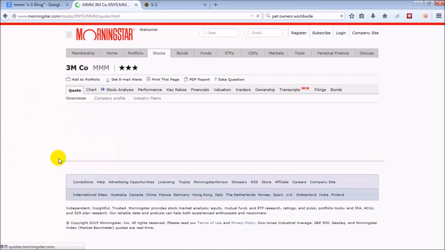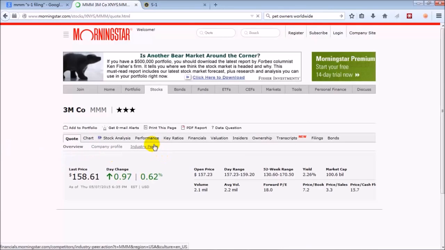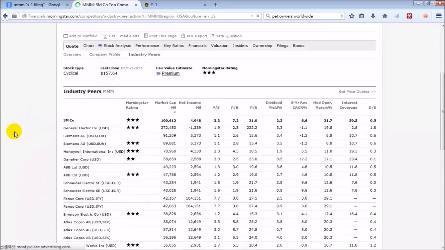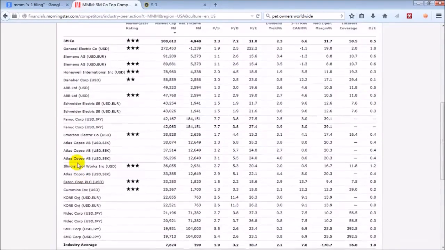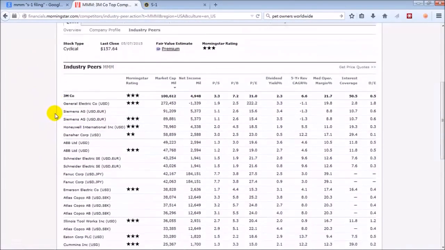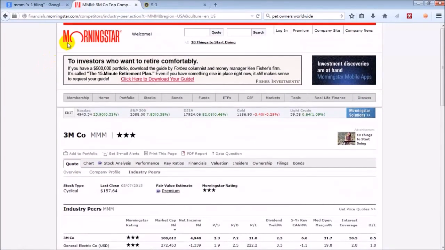After looking at the overview, you've decided it's not your cup of tea. So what you do is you click on industry peers, and you've got a lot of similar stock to look through that might be better than what you're looking at. And they're not always in the same market. So you might find some that are trading in Europe, trading in Japan, for example. Okay, so that's one place, Morningstar.com.